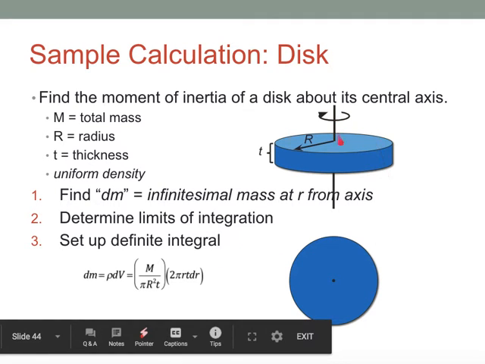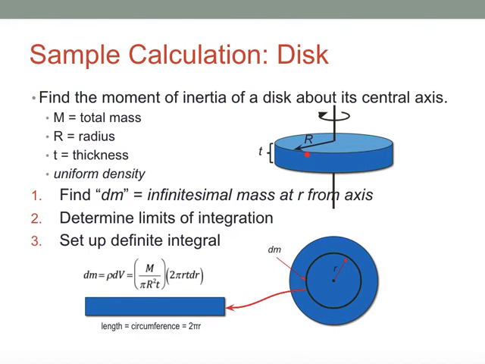So we look down from above on the disk, and dm will be all the mass that is at a distance r from the axis of rotation. That will be this little sliver right here, which if I took and cut it out and stretched it out, it would end up looking like a long, thin piece of paper. The length right here is the circumference of that circle, 2 pi r. The thickness of it is the thickness of the disk. And it is infinitesimally thin, so its depth is dr.